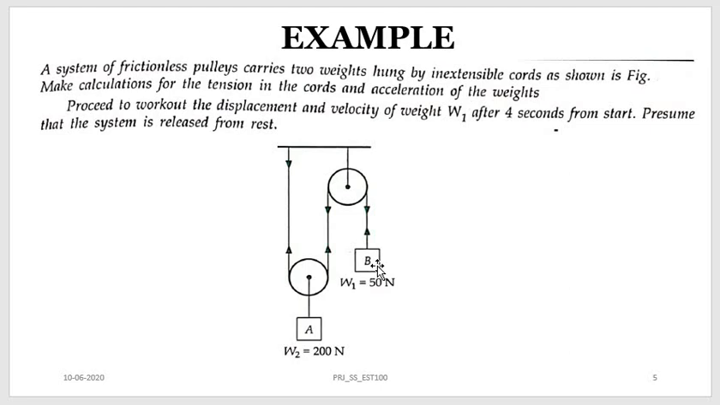If it moves with an acceleration of A in the upward direction, then the acceleration of block A will be A by 2, and that will be in the opposite direction of the motion of block B. So A by 2 is the acceleration of block A in the opposite direction of the movement of block B. So these things are understood from the kinematic equation or from the figure.